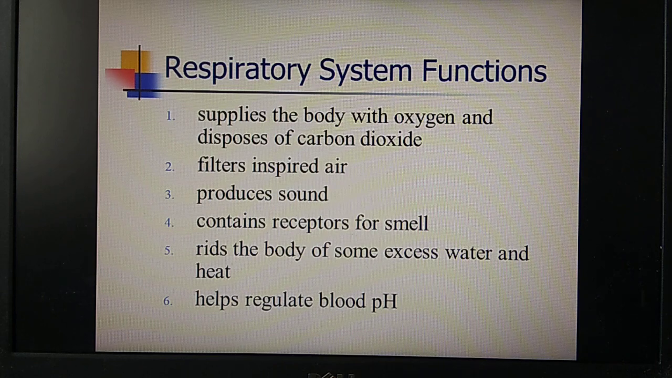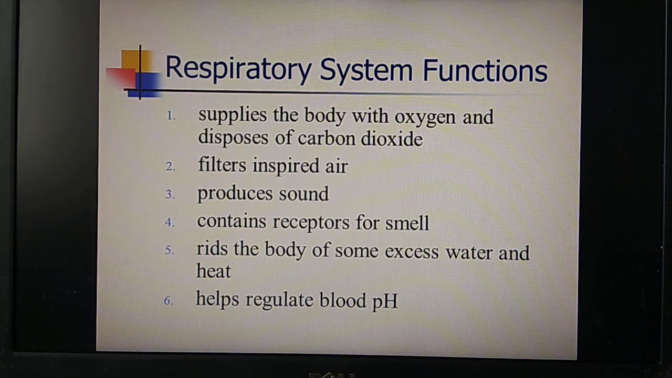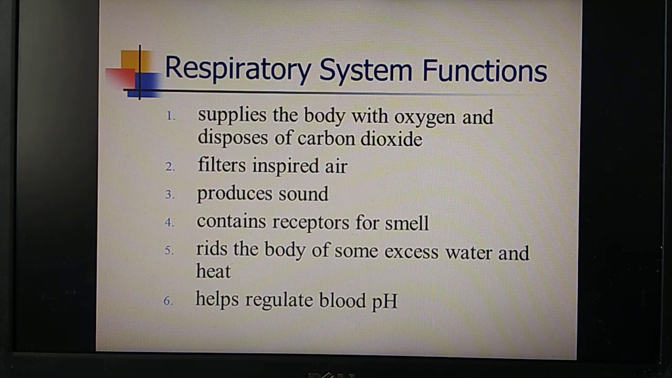See, what are the functions of the respiratory system? It includes supplying oxygen as well as disposing of carbon dioxide. So it is nothing but an exchange of oxygen and carbon dioxide, that is respiratory gases.